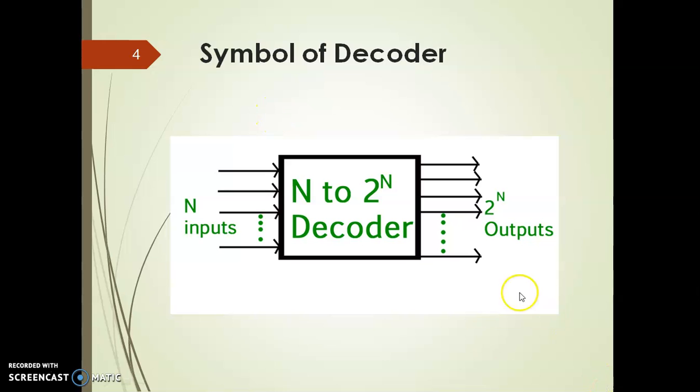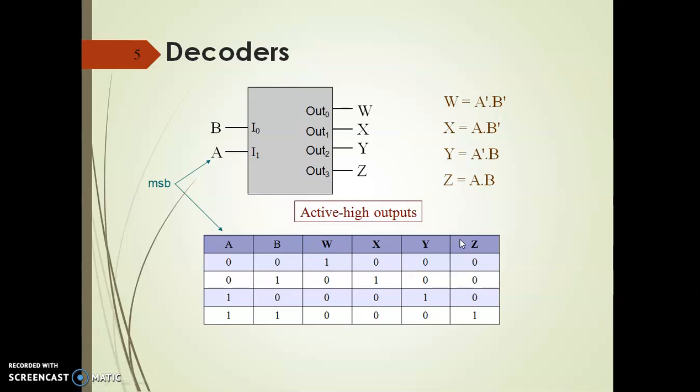So here is the symbol of a decoder, with n inputs and 2 raised to n outputs. Suppose we have 2 inputs, so 2 raised to 2, the outputs will be 4. In this example decoder, we have the input lines A and B, and depending on those 2 inputs the output lines will be 4, because 2 raised to 2 is 4. The output lines are out 0, out 1, out 2, out 3, but which particular output line will be selected always depends on the combination of inputs.